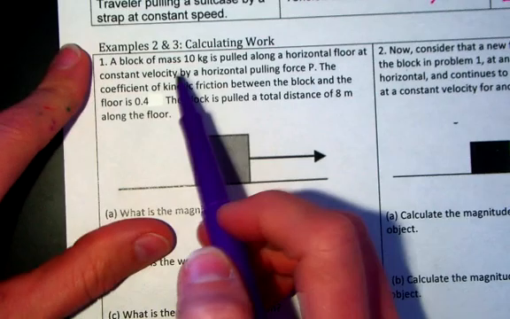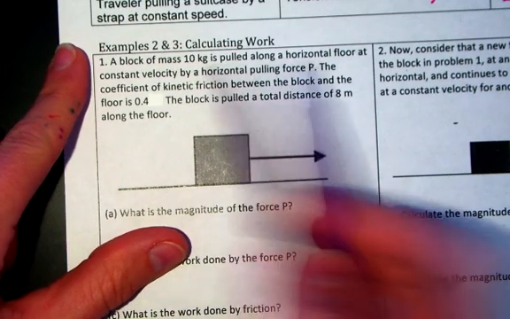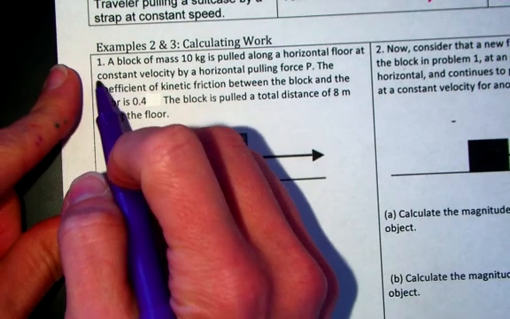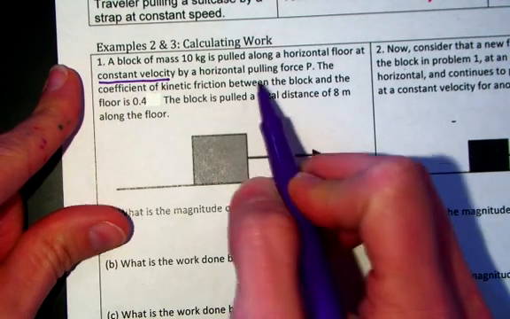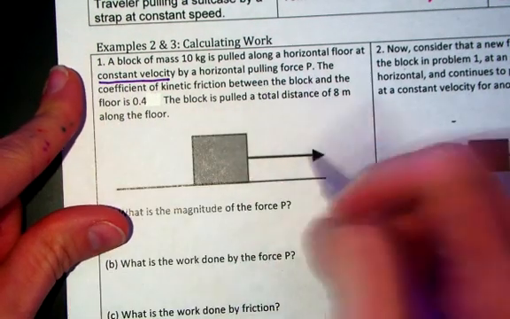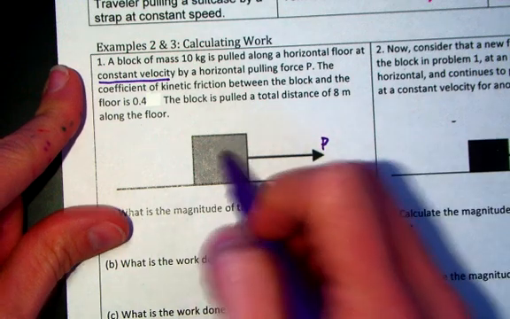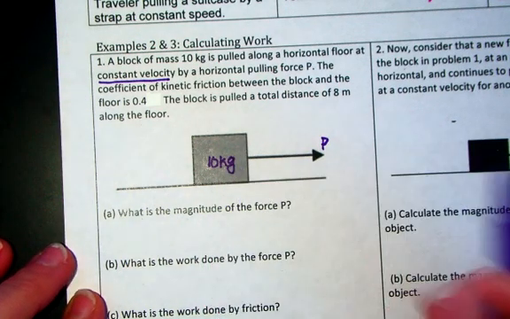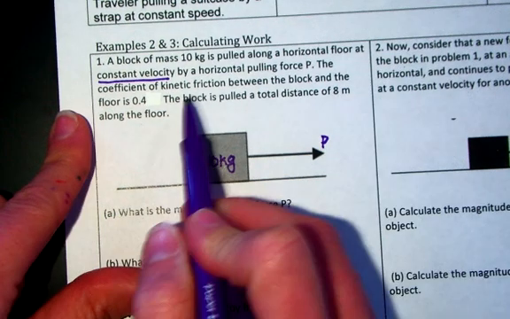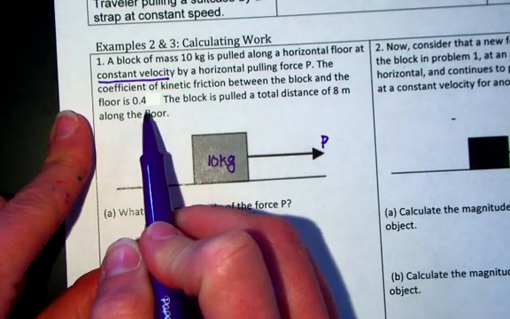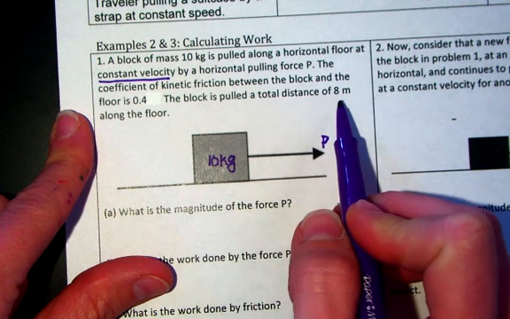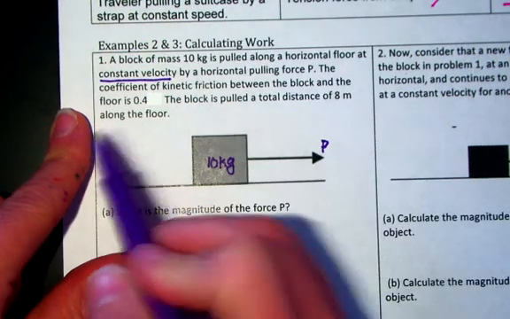We have a block of mass 10 kilograms, and it's being pulled along a horizontal floor at constant velocity by a horizontal pulling force P. So I know this is P, and I know this is 10 kilograms. The coefficient of kinetic friction between the block and the floor is 0.4, and the block is pulled a total distance of 8 meters along the floor.